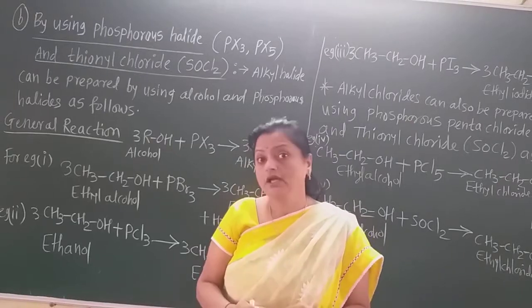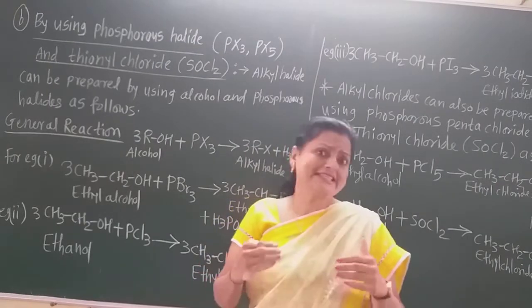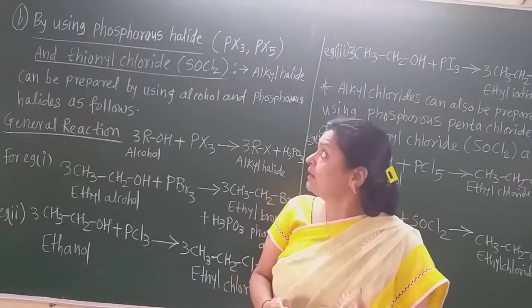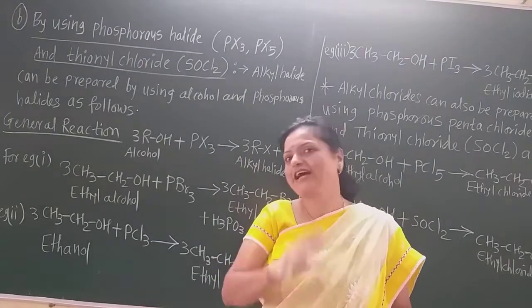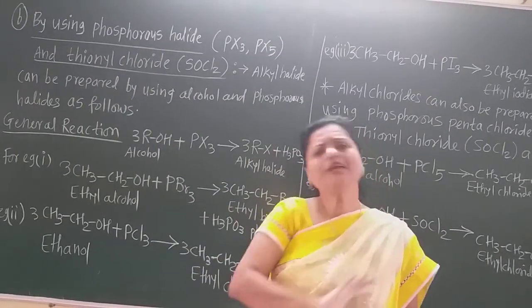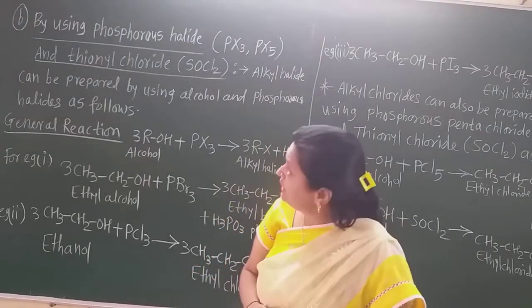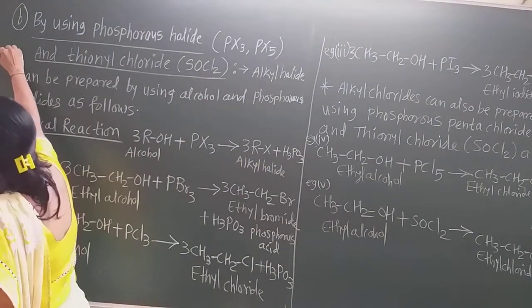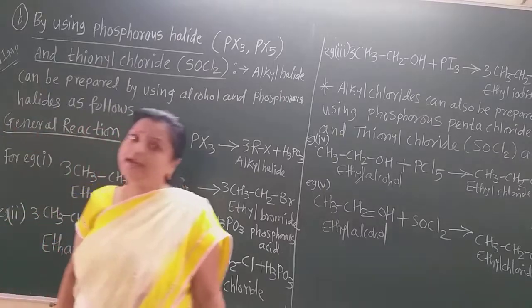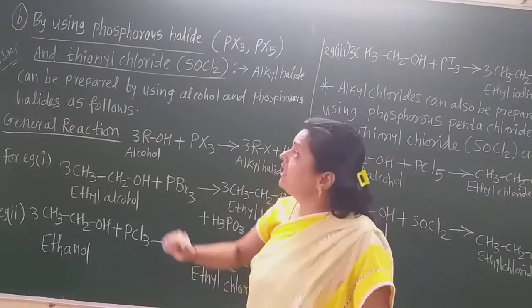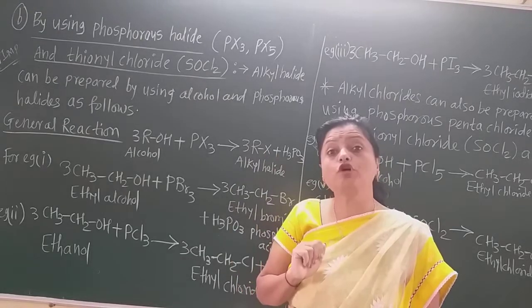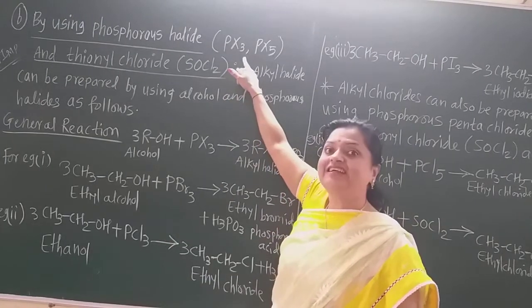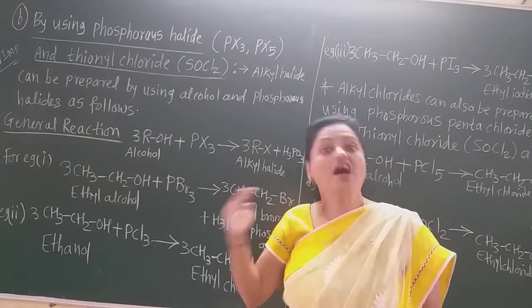Now today we are also seeing the same first method, that is from alcohol, but the sub-method in it is by using phosphorus halide now, not hydrogen halide. In the first method we used the hydrogen halide for the preparation of alkyl halide. Now here we are using phosphorus halide. This is a very important method, always asked in the examination. Now pay attention very clearly. By using the phosphorus halides, which are the phosphorus halides? There are two types of phosphorus halide. First one is the phosphorus trihalide and second one is the phosphorus pentahalide.